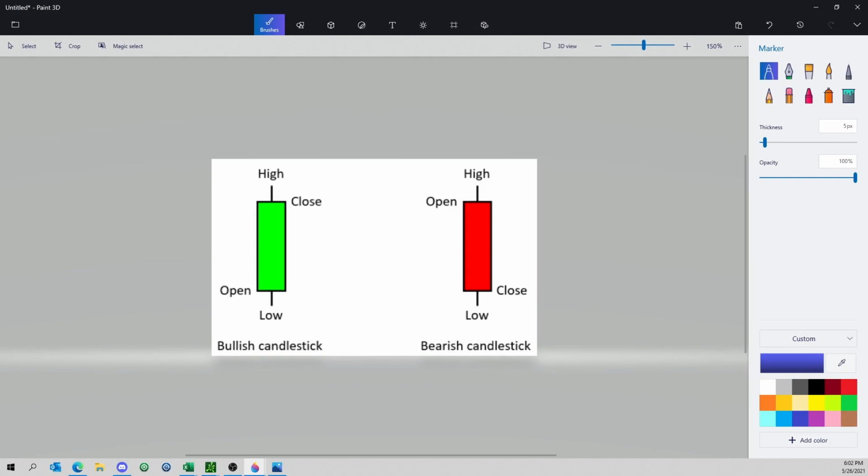So basic, these are candles. Green is a bullish candle, red is a bearish candle. Just wanted to go over real quick. When you see a candle like this, the rectangle part is the body, and these lines on the top and the bottom are wicks.